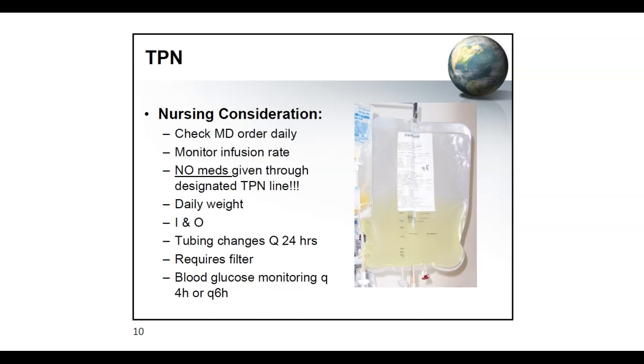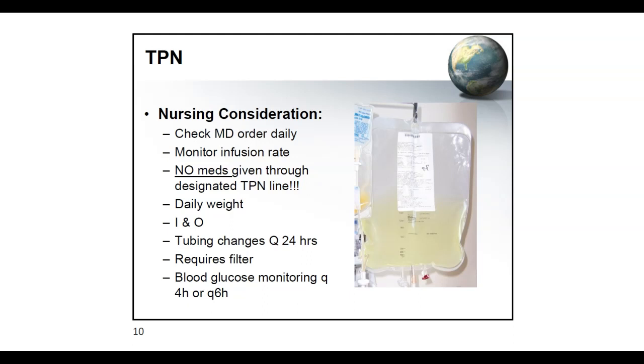And so the requirement is the tubing needs to be changed every 24 hours. In addition, you are also required to use a filter with the tubing of your TPN. And because it has carbohydrates, right, we need to monitor the patient's blood glucose.